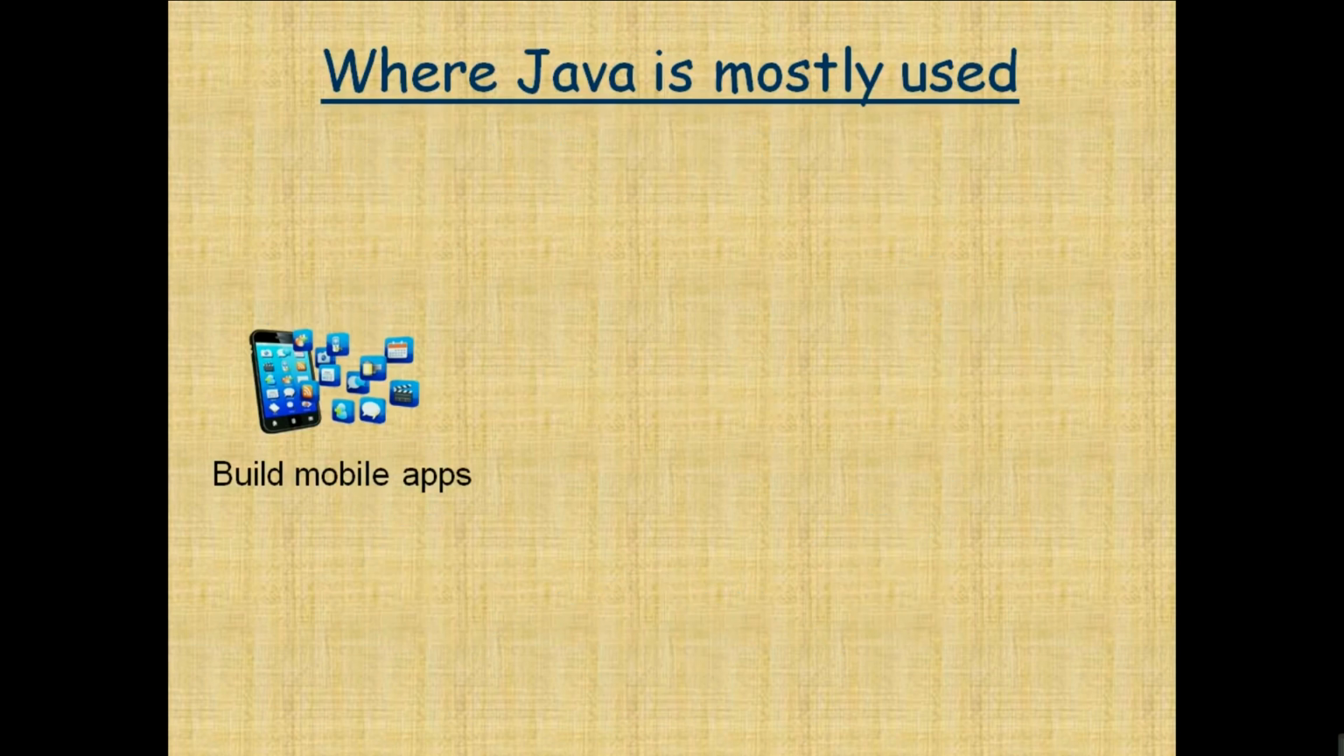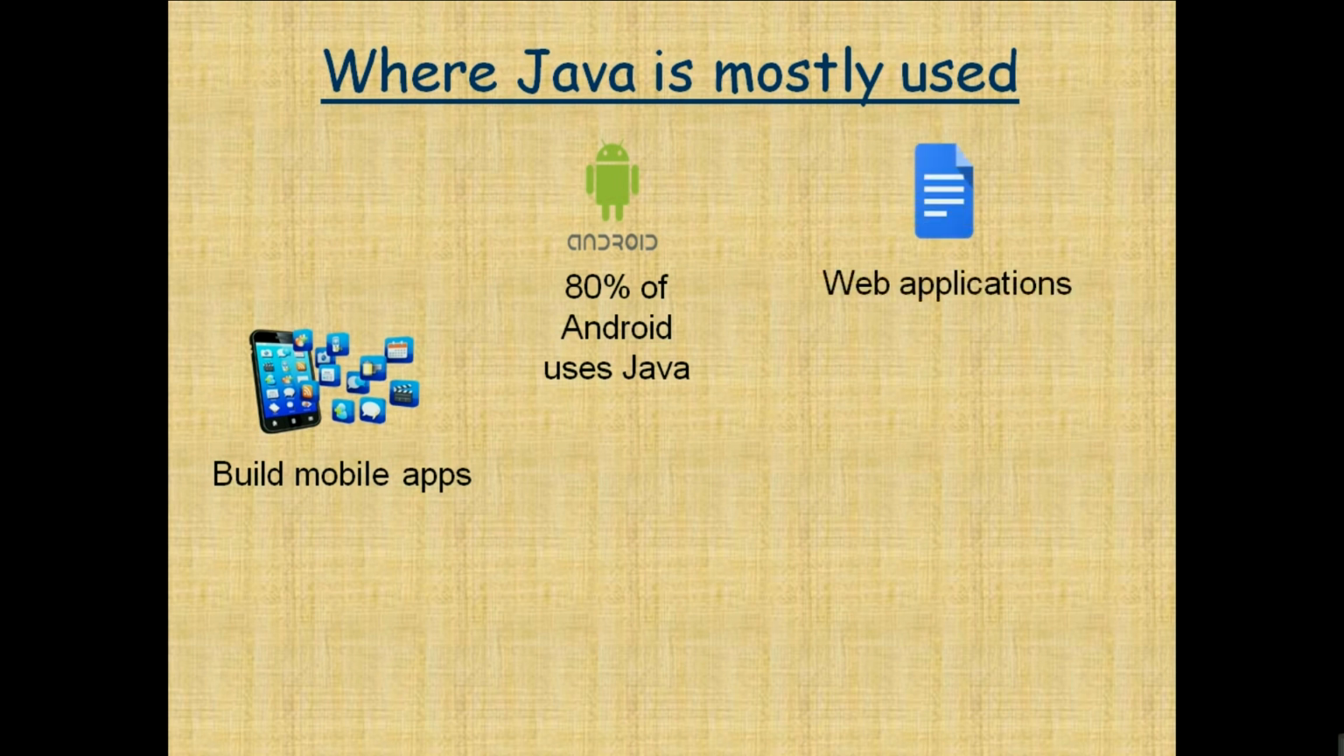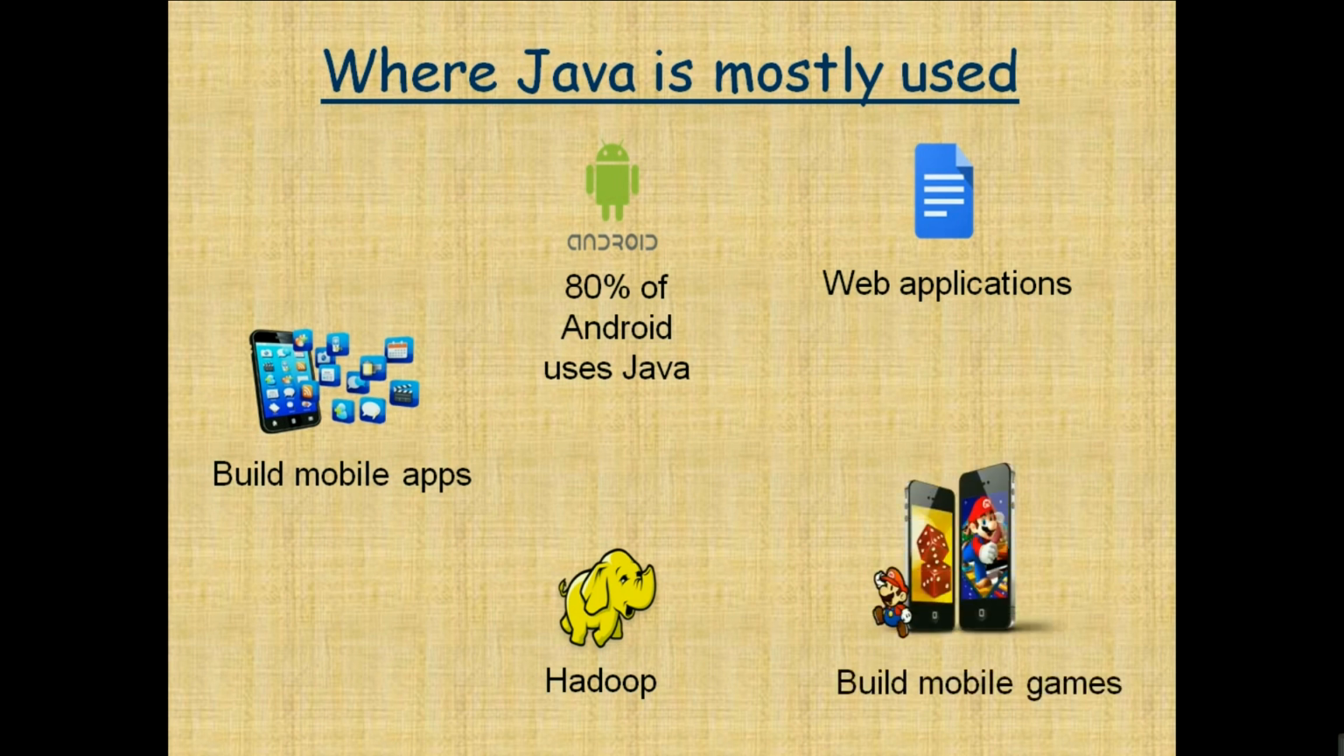Where is Java mostly used? To build mobile applications, 80% of Android uses Java, in web application development and Hadoop development. For building mobile games, Java is mostly used.